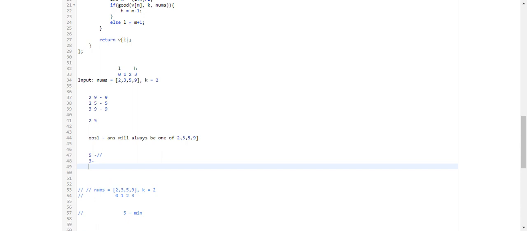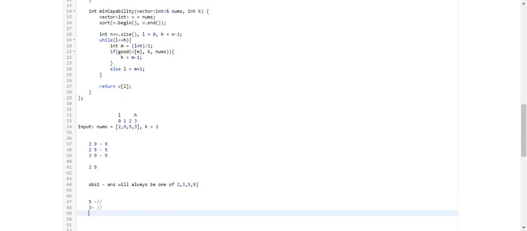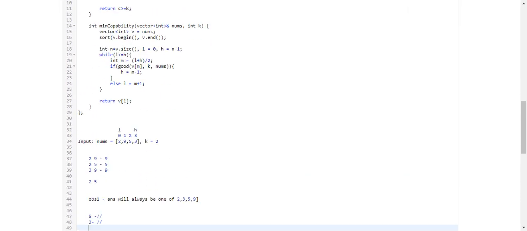3 cannot be my answer, because up to 3 you cannot pick two elements in this array which are not adjacent. You cannot pick 2 and 3 because they are adjacent. But with 2 9 5 and 3, you can pick 3 and 2, so 3 will be the answer. In that case, you will try for 2, which is not the answer. So how will you do that? The first point is clear. Let me just do this again.